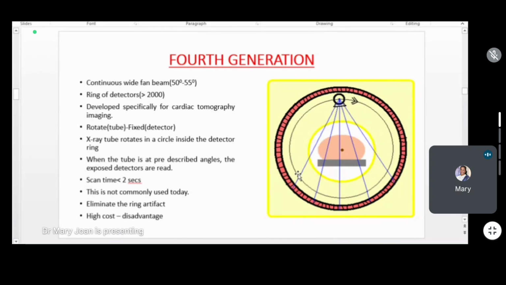This is not commonly used today, and this eliminates the ring artifacts, because in the previous one, since the detector array also moves along the slice by slice motion, we had the ring artifact there. So here in the fourth generation, this was avoided. And the high cost was the major disadvantage of this.